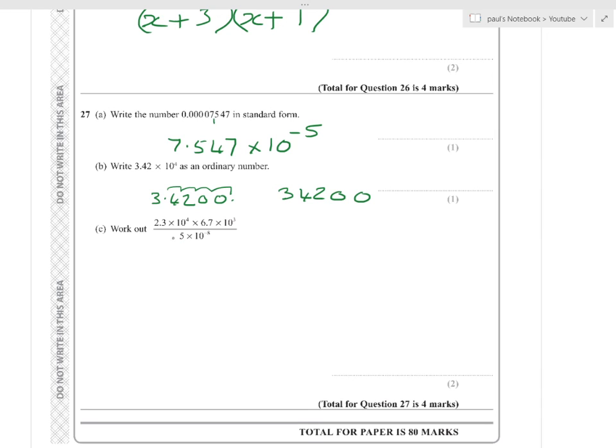Now what do we do with this one here? That times that times that times that. Okay, so 2.3 times 6.7 will equal 15.41. So I've got 15.41. Don't worry about not being in standard form. Times 10 to the, what's that? That's a 3 and that's a 4. So that's a 7 divided by 5 times 10 to the 8. So 15.41 divided by 5 equals 3.082, and 7 take away 8 is minus 1.